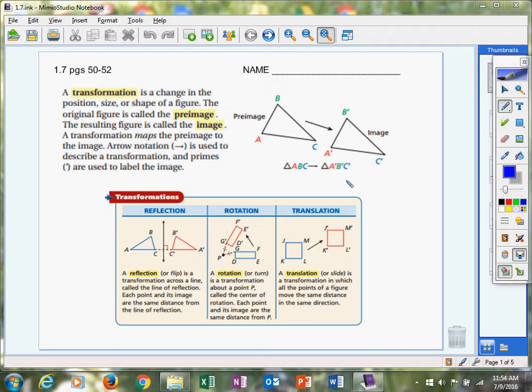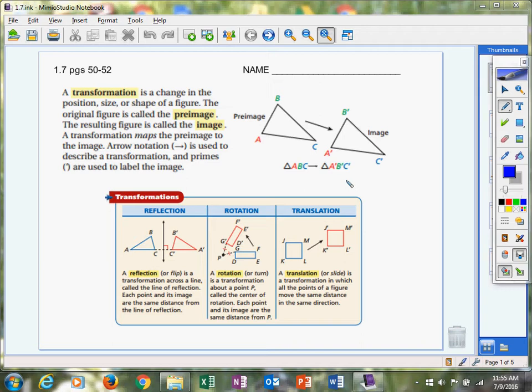We're going to talk about 3 basic ones today, and then the section: reflection, rotation, and translation, all of which we have had experience with in algebra. We've solved them algebraically. Now, the original figure is the pre-image, and you'll notice that we would call that triangle ABC. The resulting figure, after you have transformed it, we call the image.